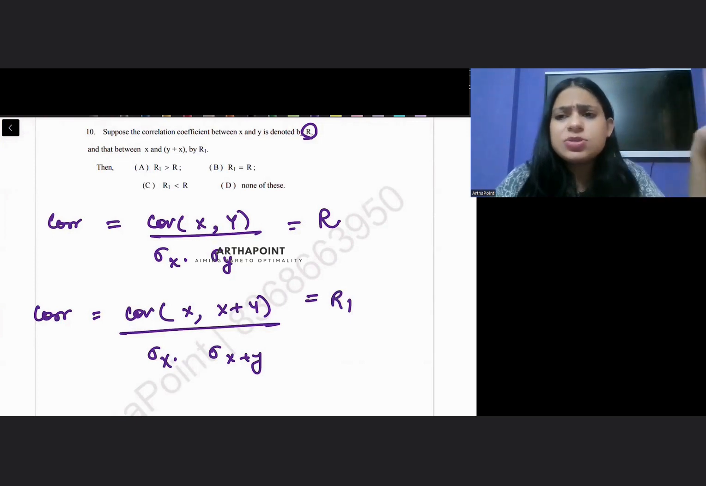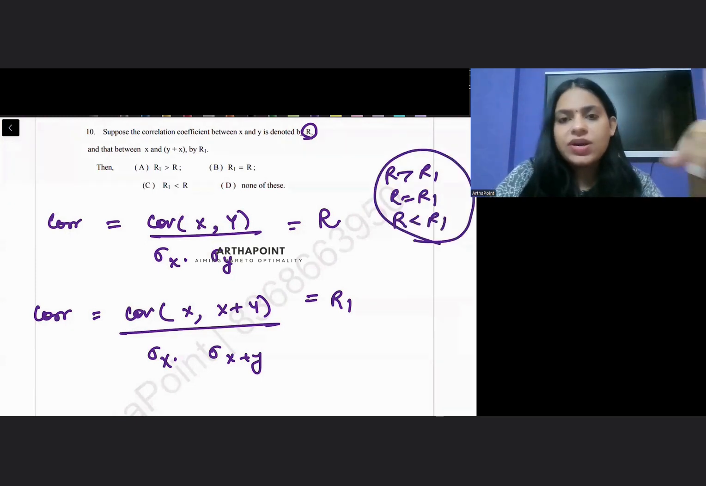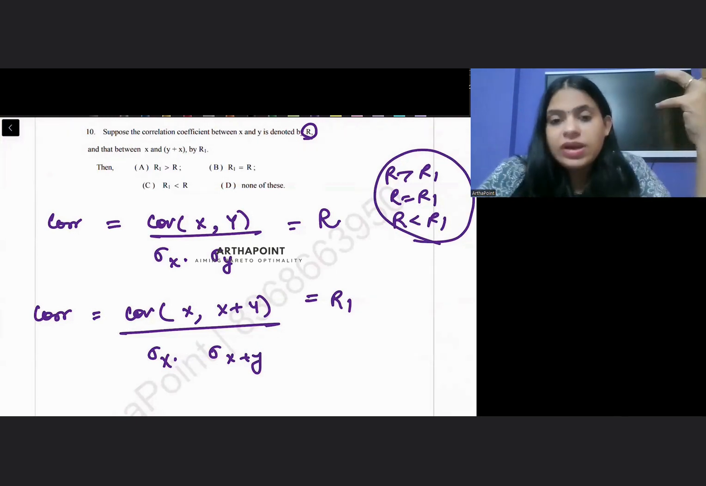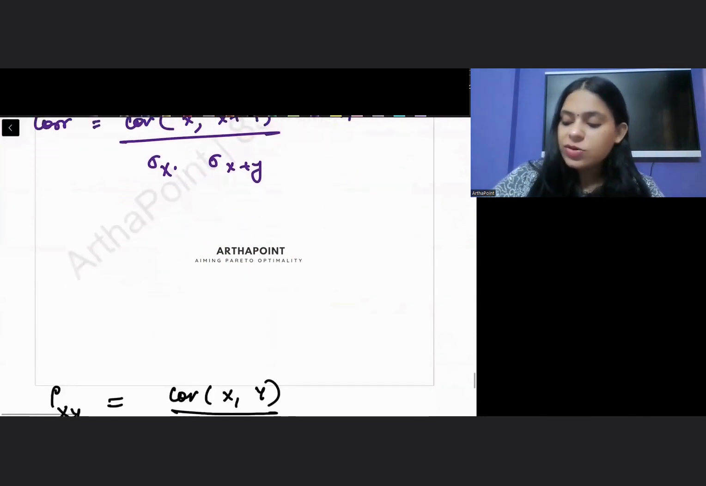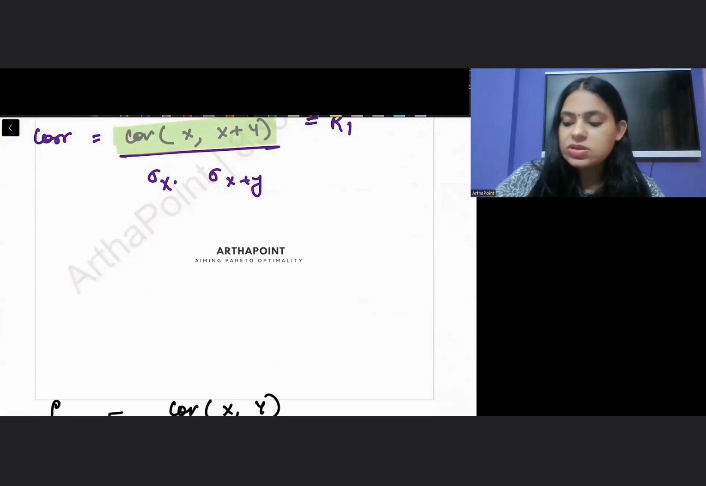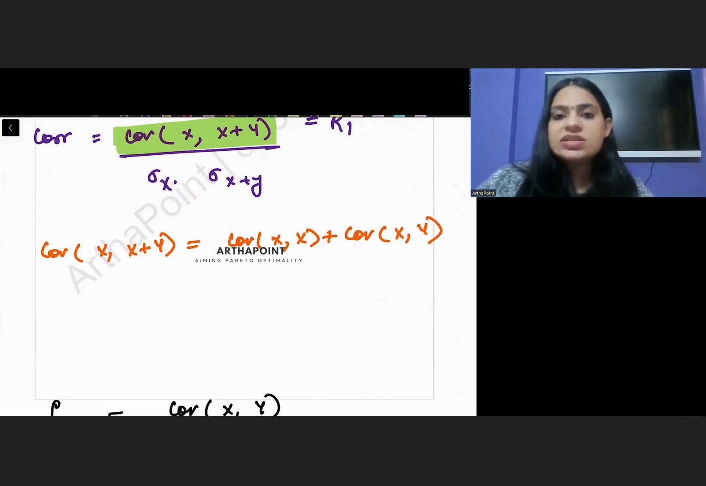Now suppose this is named as R1. So there can be any relation between R and R1. R can be greater than R1, R can be equal to R1, R can be less than R1. So any of these can hold, and none of them will hold forever, right? Just to give you an example, suppose I want to find the numerator in this case. What is going to be the covariance between X and X plus Y? You will tell me this is the covariance between X and X plus the covariance between X and Y. Isn't it? Right?